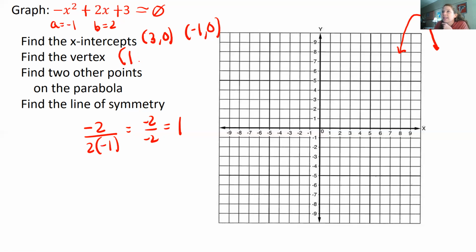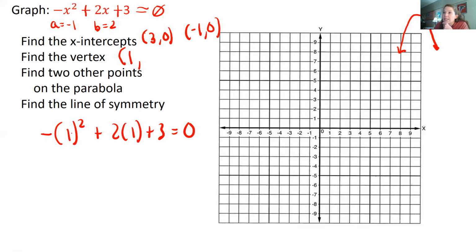And in order to find the y value, we have to plug in 1 for x in the original equation. So let me pull that down. We're going to do the opposite of x squared, plus 2 times 1 plus 3. So 1 squared is 1, and then the opposite of 1 is negative 1, plus 2, plus 3. So that would be 4, right? All right, there we go.